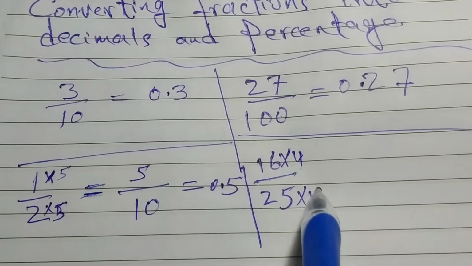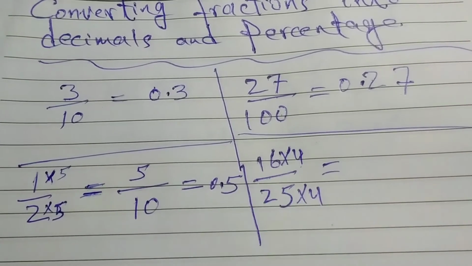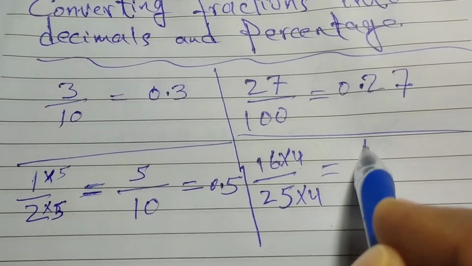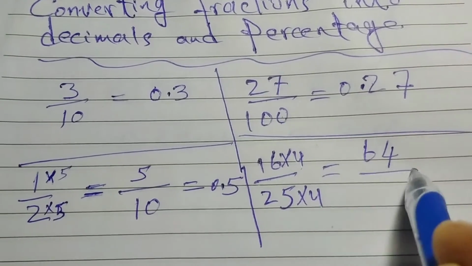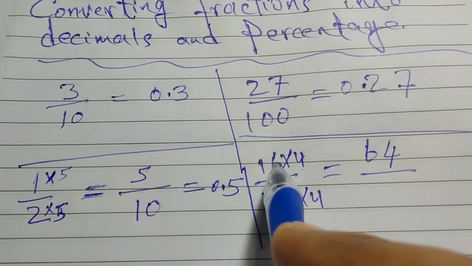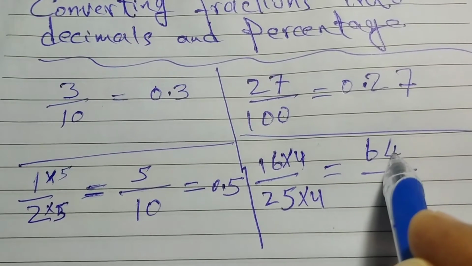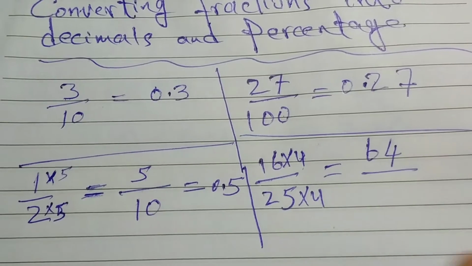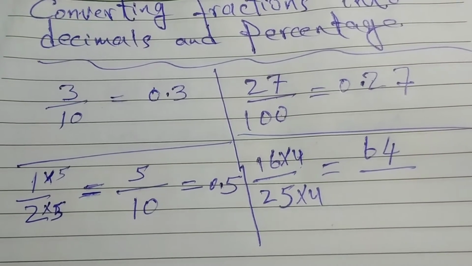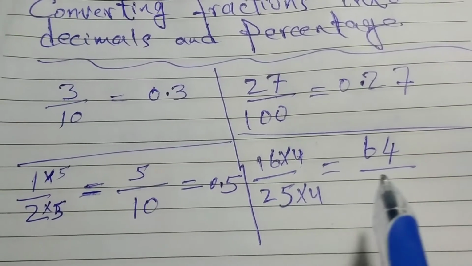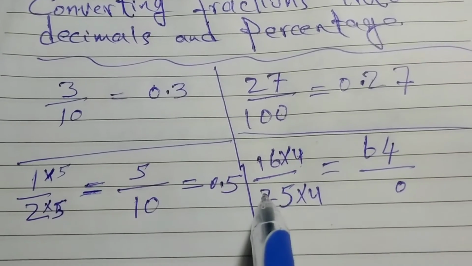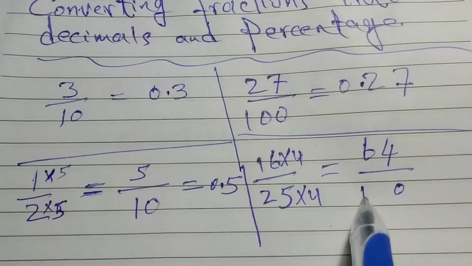By 4, 16 multiply 4 equals what? 16 multiply 4 equals 64. 4 times 6, 24. 4 here, 2 is extra. 4 times 1, 4 plus 2 equals 6. Clear? 4 times 5, 20.